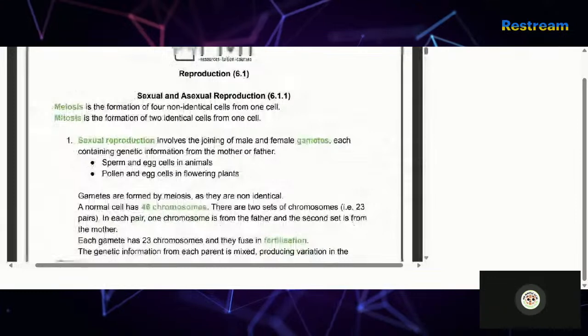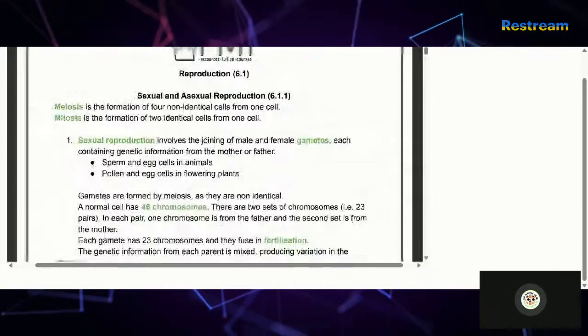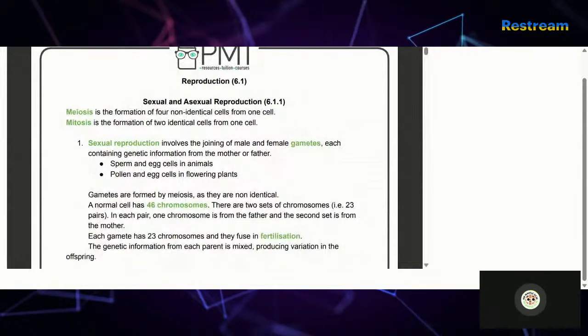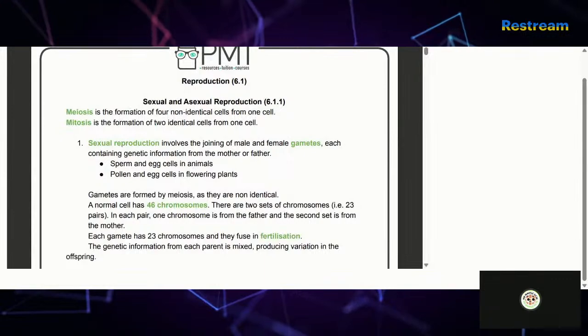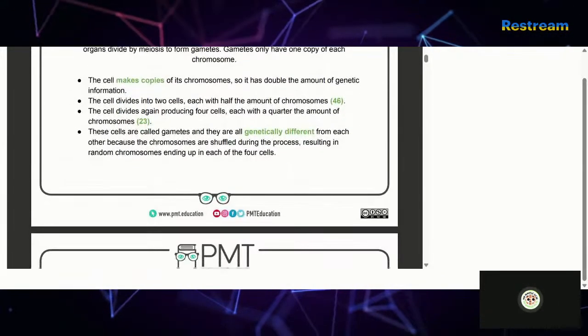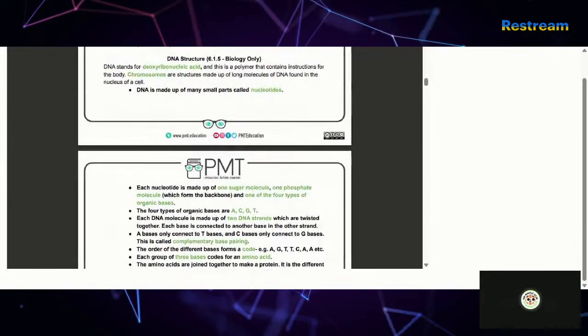So the first thing that it talks about here is sexual and asexual reproduction. So let's just see where it refers to DNA and genes, because it makes more sense to start from DNA and genes, I think. Okay, let's start from the DNA structure. That makes more sense.